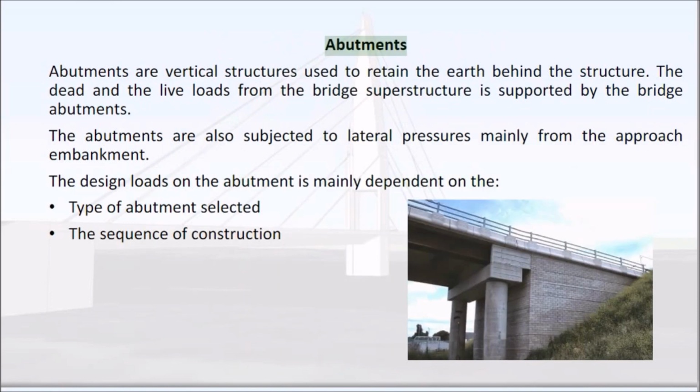Abutments. Abutments are vertical structures used to retain the earth behind the structure. The dead and the live loads from the bridge superstructure are supported by the bridge abutments. The abutments are also subjected to lateral pressures mainly from the approach embankment.